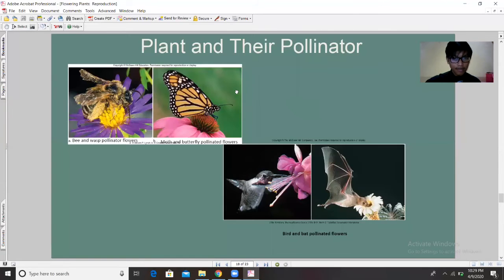So this is an example of plant and their pollinator. As we can see, this is a bee and bee pollinated flowers, which tend to be yellow, blue or white because these are the colors bees can see. These respond to ultraviolet markings called nectar guides that help them locate nectar. The color that bees cannot detect is red. Other examples are butterfly pollinated flowers and bird and bat pollinated flowers.